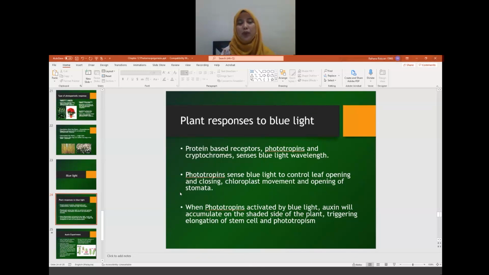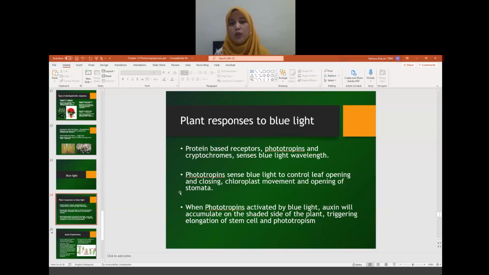We move to the photoreceptors that are responsible for absorbing blue light. There are protein-based receptors: phototropin and cryptochromes. These groups sense the blue light wavelength. For example, phototropin senses blue light to control leaf opening and closing, stomata movement, and the opening of stomata.